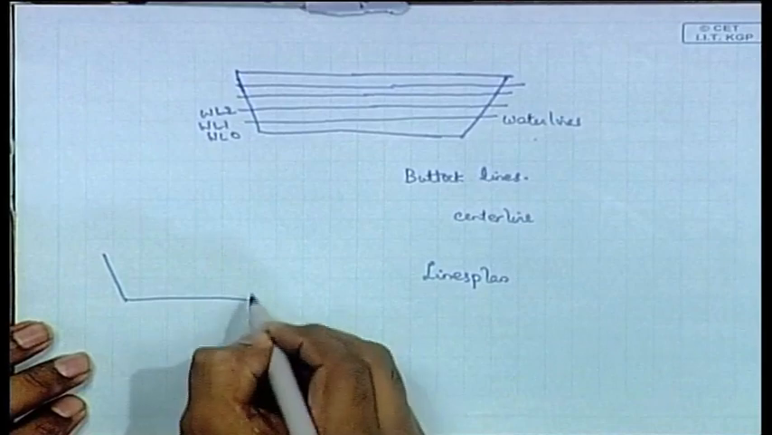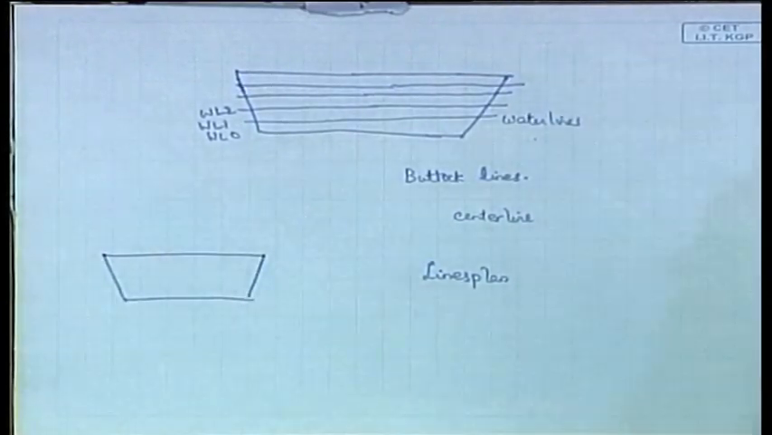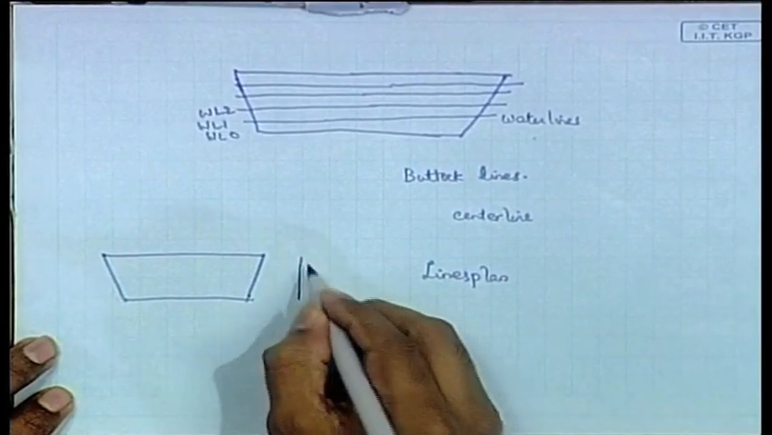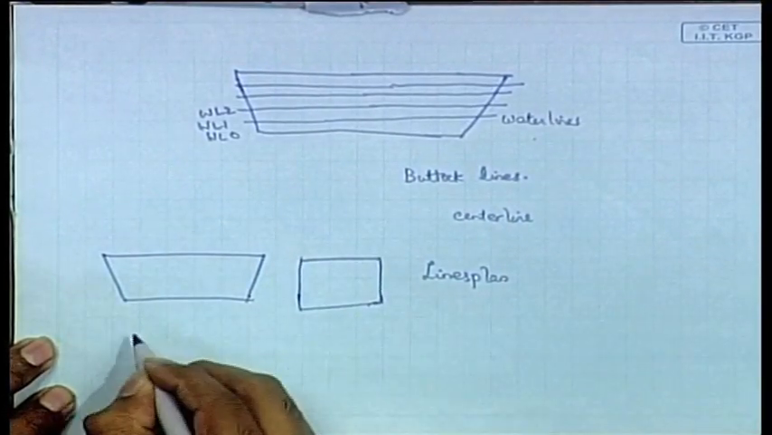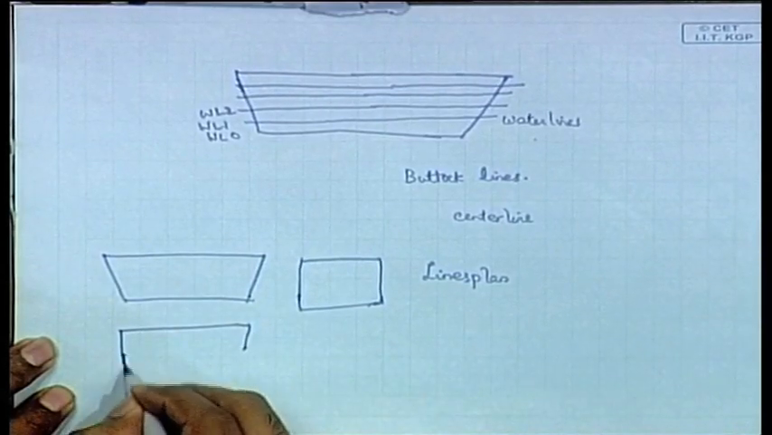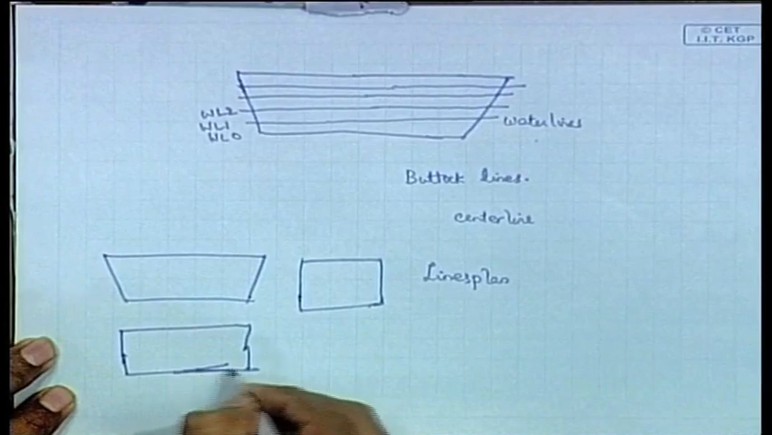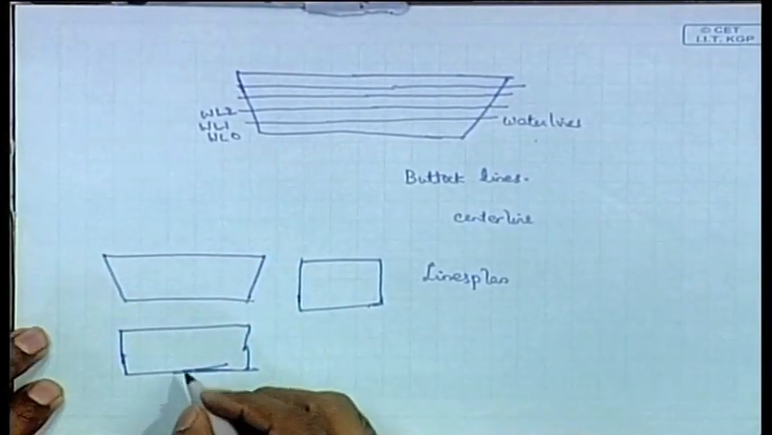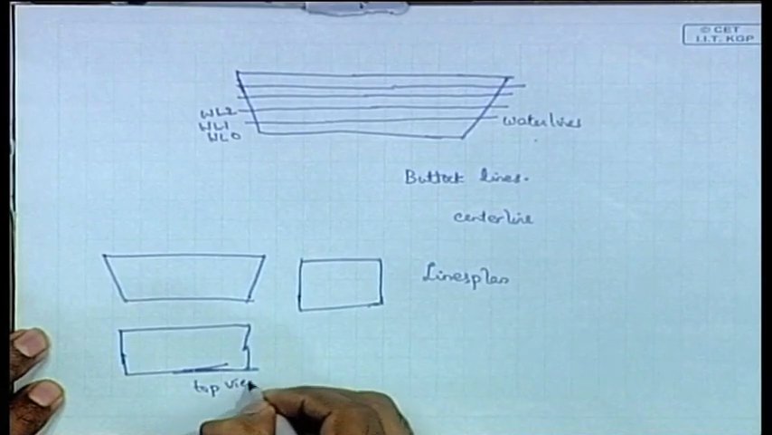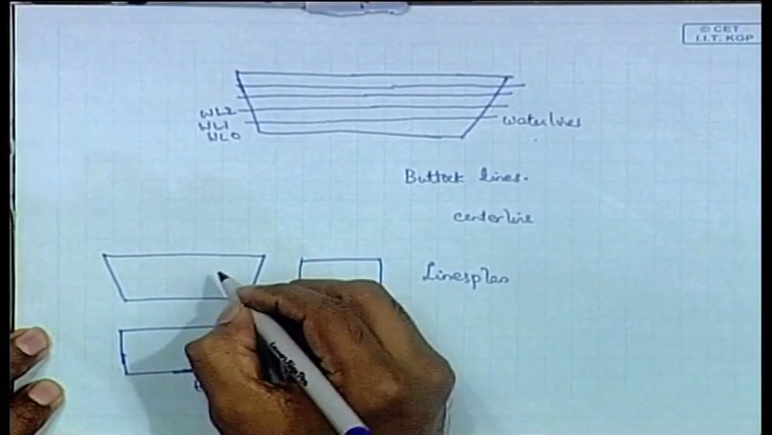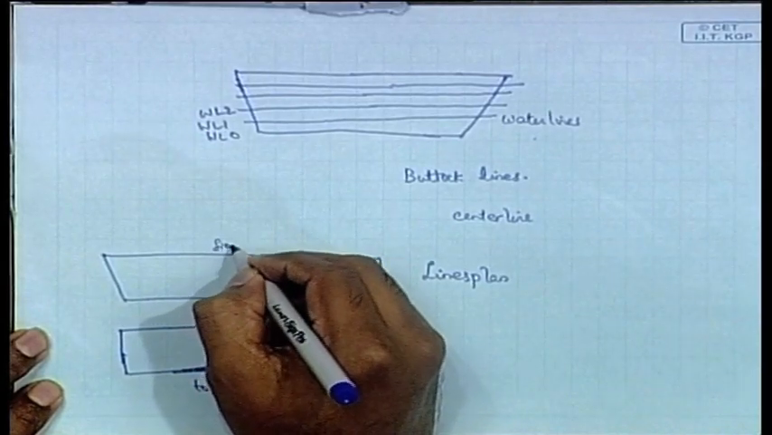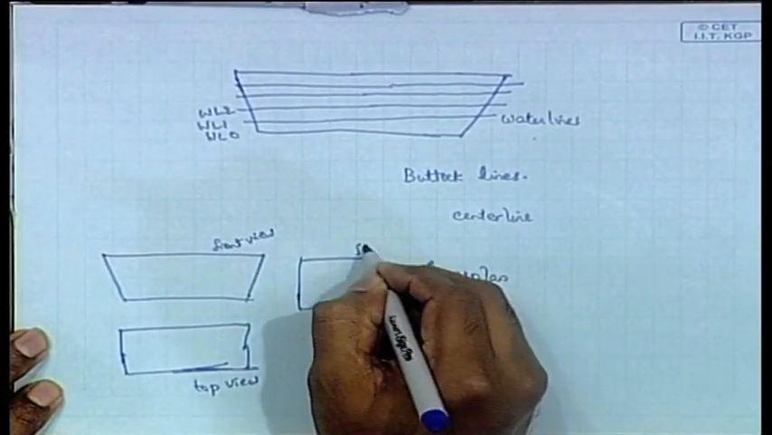You will see the ship in 3 views. If you have a ship like this, you can see it like this, then like this, and then like this. We can call these the front view, top view and side view. So these 3 views you will have. This is the top view, this is the front view, and this is the side view.